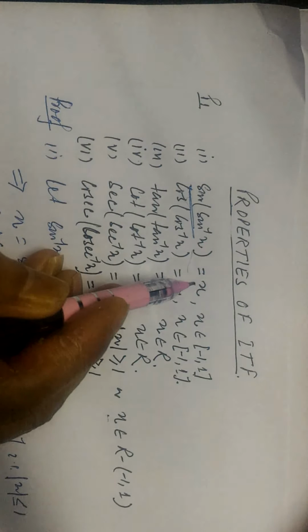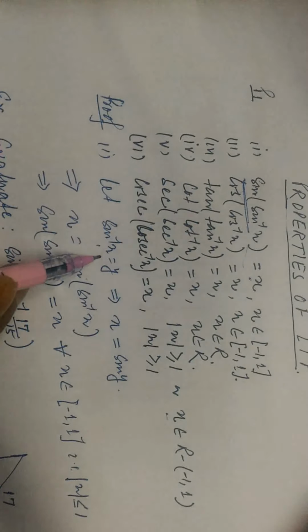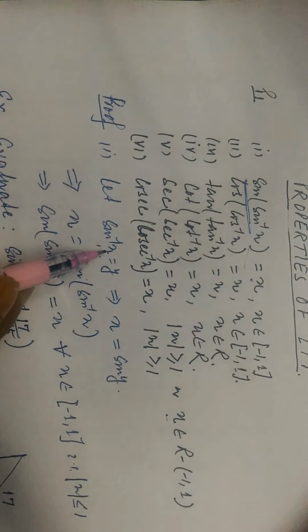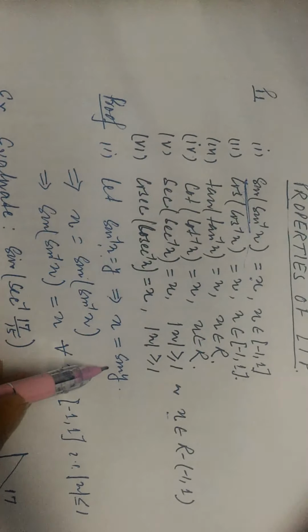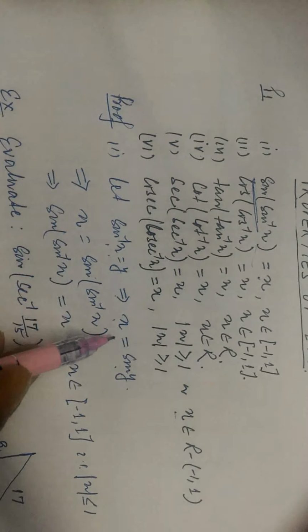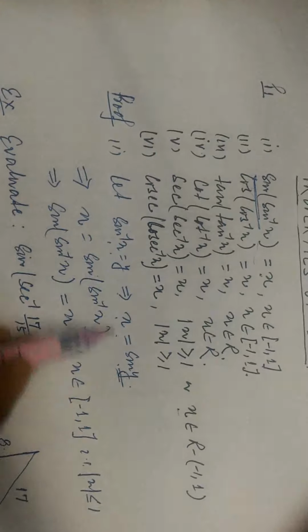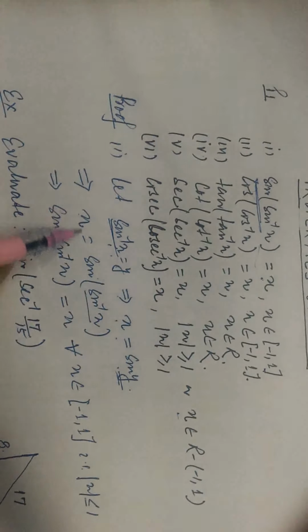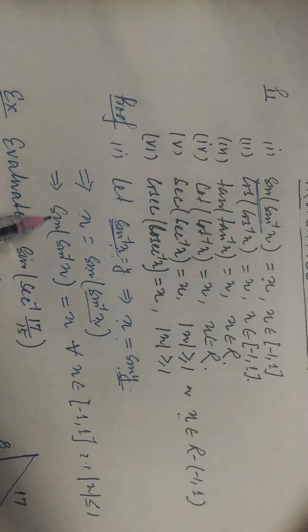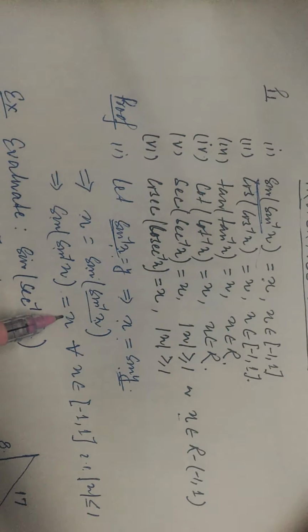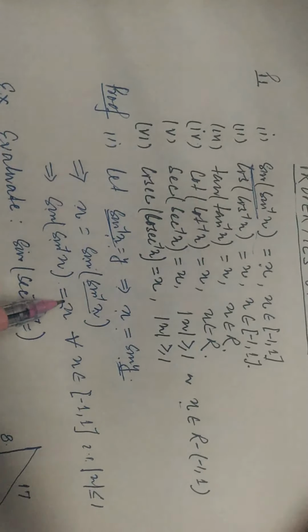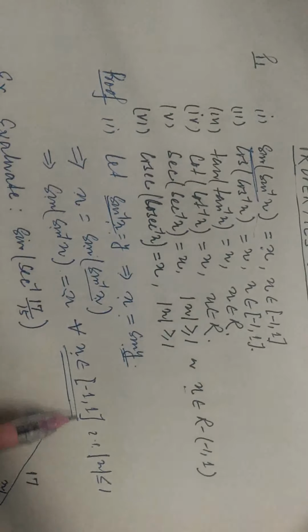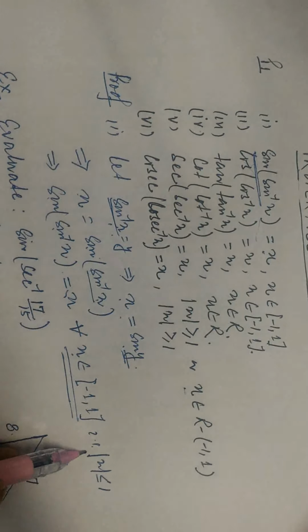Now the proof is very simple. Let sine inverse x be equal to y. Since it is an invertible function, and the inverse of an invertible function is also invertible, we can write x is equal to sine y. Replacing y by its value, sine inverse x, x is equal to sine of sine inverse x. So we can write sine of sine inverse x is equal to x. Again, I am emphasizing that this is true when x belongs to minus 1 to 1, which is also written as mod x is less than or equal to 1.